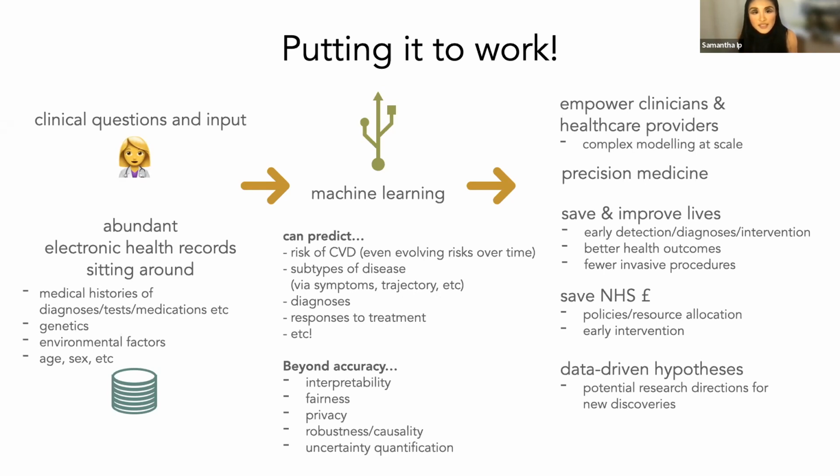So if all of these go well and we have a very good, well-tested, robust model, this could have a real impact on the world, where we could potentially empower clinicians and healthcare providers. We might be able to save and improve lives while saving the NHS money by being way more efficient at resource allocation and intervening more effectively. And we might even come up with some data-driven hypotheses to drive future research, so that we can understand various diseases much better.